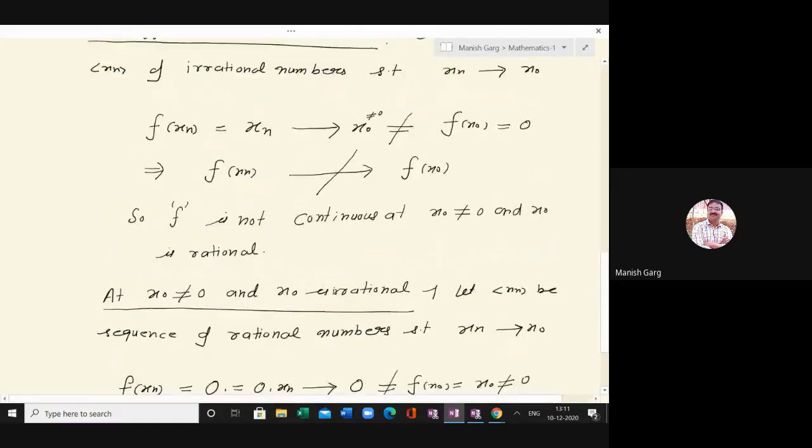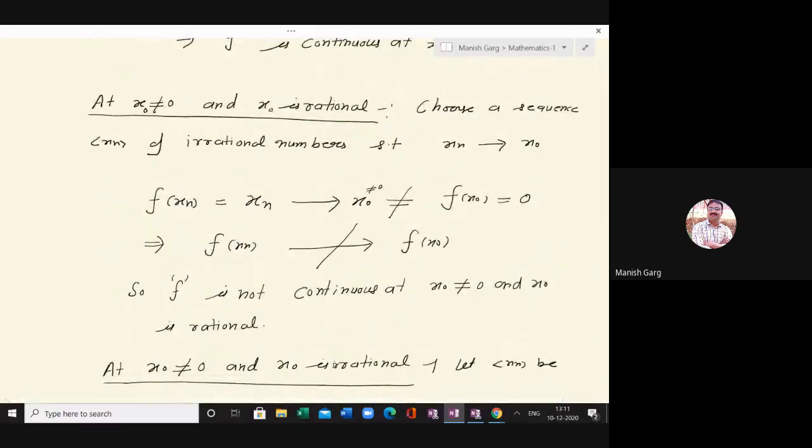Now, if anybody has doubt, I can tell you the x naught rational case, the second case. Is it clear? Who was asking the question? Excuse me, sir. Now, Raghav, yes, sir. Please explain the first case. First or second? Sir, the second case completely. Second case. Yes, sir.